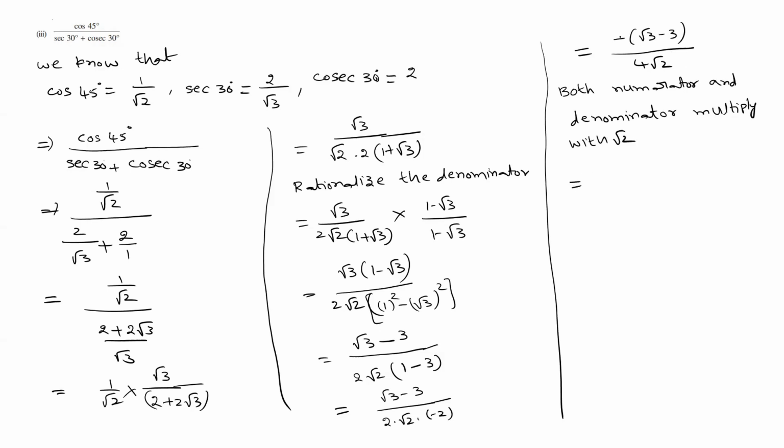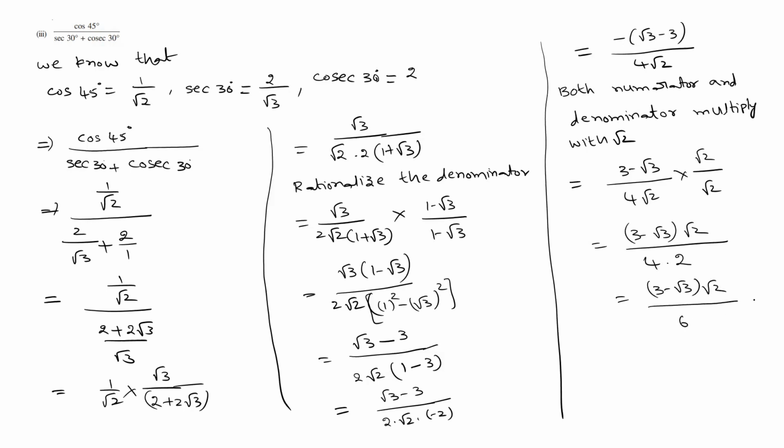So we'll get, if we send the minus inside, minus into plus is minus, minus root 3, minus into minus plus 3 you will get. So 3 minus square root 3 divided by 4 root 2 we will get here. So we are multiplying with root 2 on both the sides, numerator and denominator. So 3 minus root 3 into square root 2 divided by 4 root 2 into root 2. So root 2 into root 2 will be root 2 whole square, 2 here. So 4 twos are 8. 3 minus root 3 into square root 2 divided by 8 is the answer here.